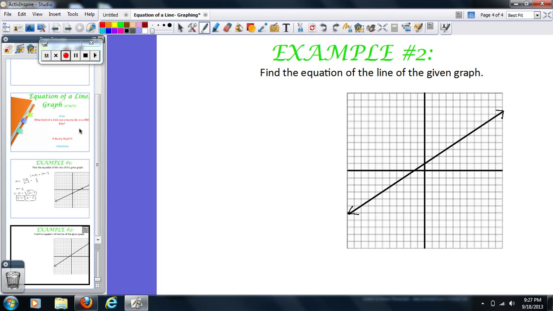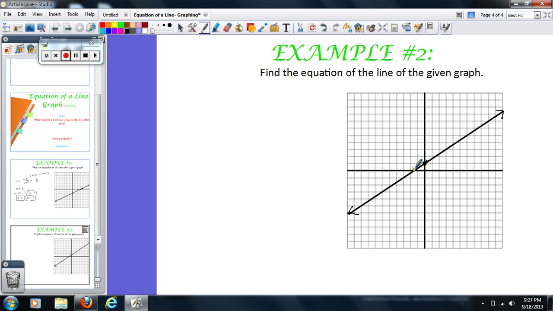So in this one, we're going to end up doing the exact same thing, and we're going to start by finding some points. We want to find 2 points on this graph is what we're looking for specifically. So let's go ahead and look at it. It looks like we've got one of them right here.